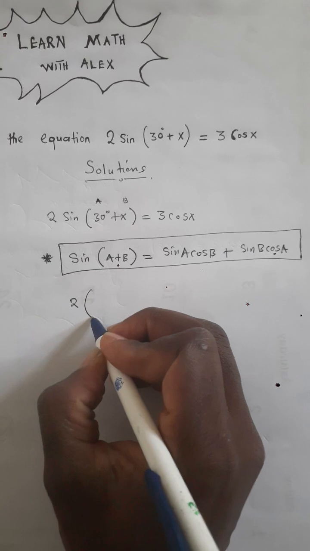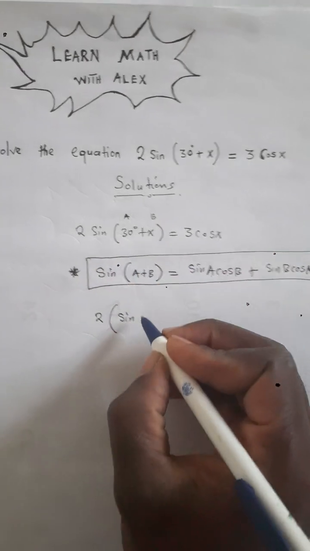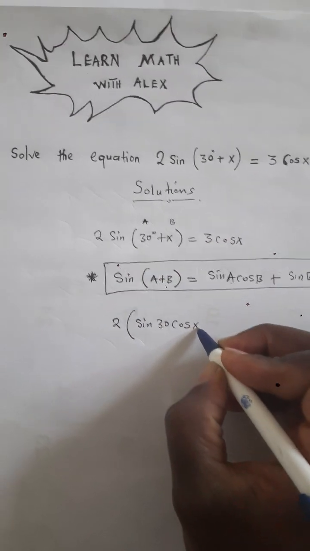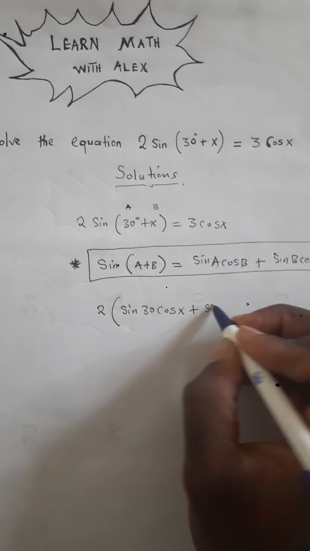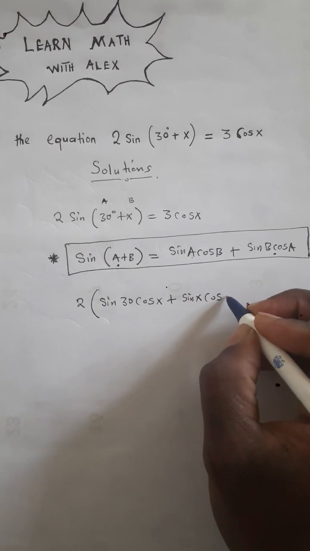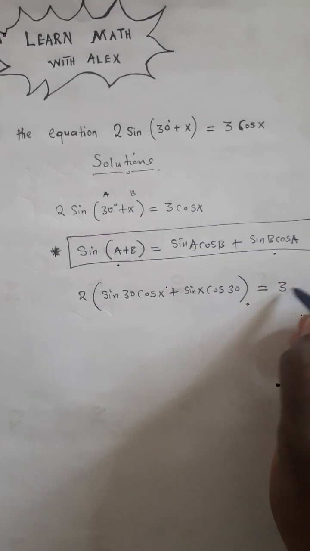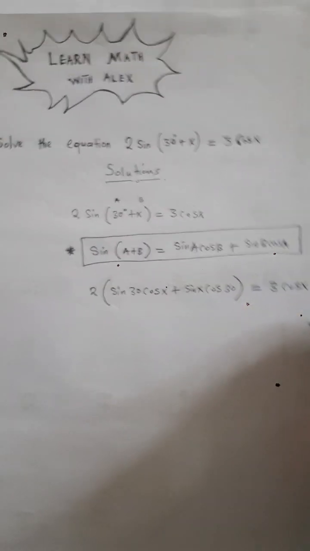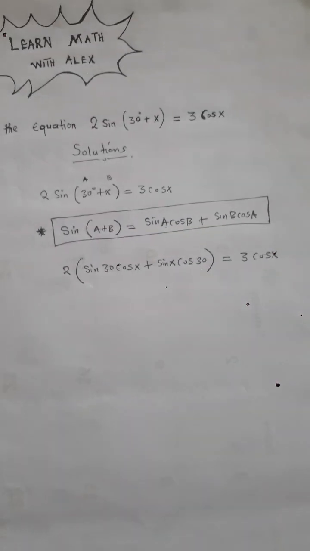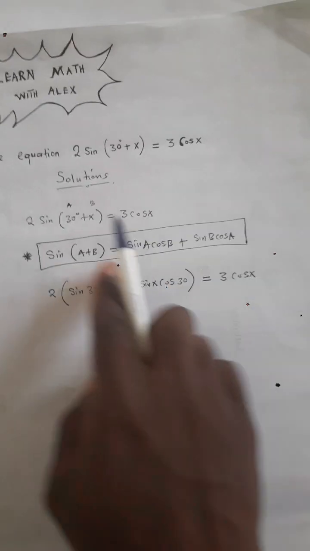2 open bracket sin a, our a is 30, then cos b, our b is x, plus sin b, which is x, then cos a, which is 30 degrees, is equal to 3 cos x. When you do this, it becomes simple because it's very easy to simplify. Now we have cos x and sin x, which is simpler than the way it was.